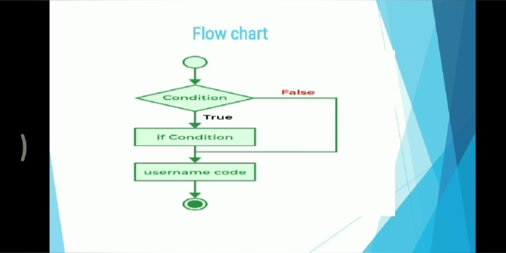Let's see the flow chart of the if statement. First you give the condition, which is mentioned in a diamond symbol. We check the condition. If the condition is true, the statements will work. If the condition is false, control comes out from the if statement. So this is the flow of the if statement.